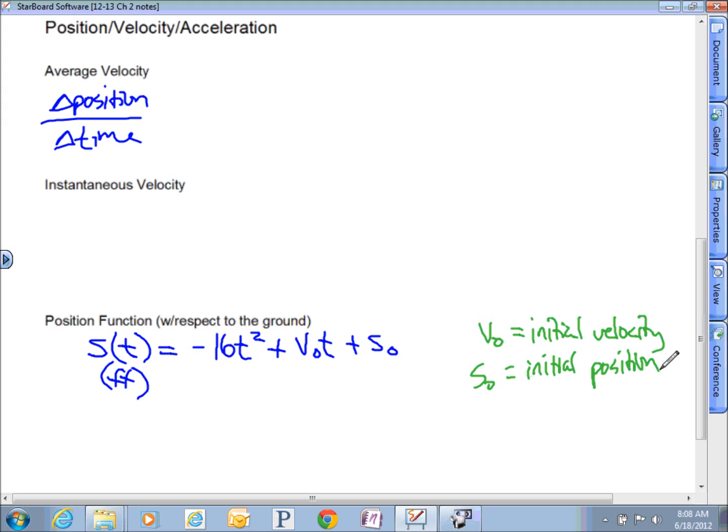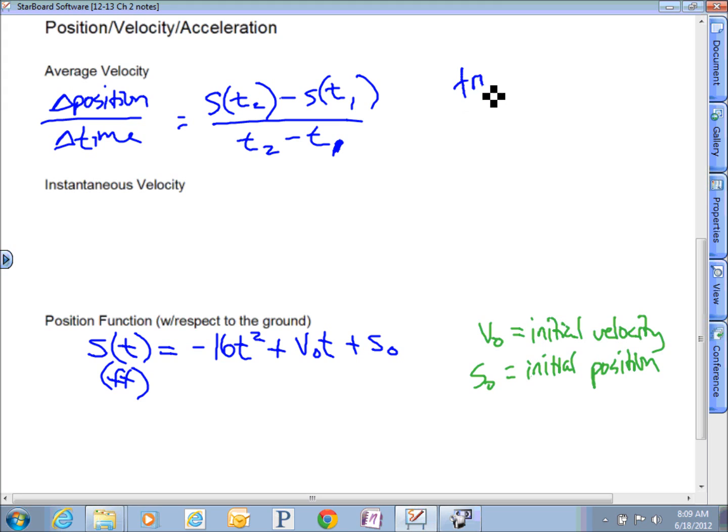So when I go to find this average velocity, I would simply need to know what was my position at the time I finished, minus what was my position at the time I started, divided by what is my change in time. How much did the time change over the same period? So there's your position function. To give you an idea what's going on, average velocity is my trip home. What was my velocity on my overall trip home?